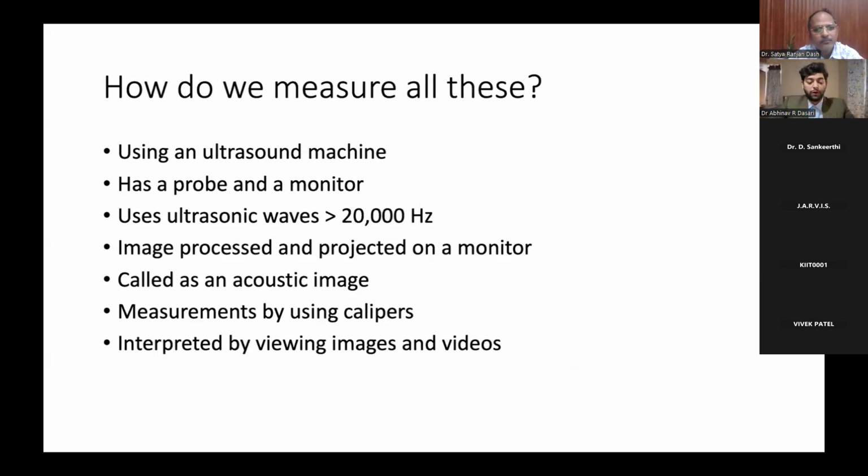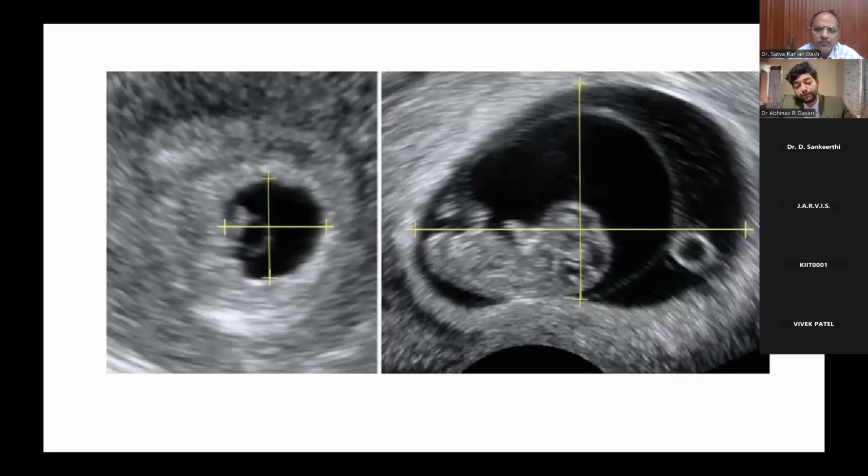So how do we measure all these with our ultrasound machine? We have an ultrasound machine, which has something called a probe and a monitor. Ultrasound works with ultrasonic waves, which are beyond our hearing spectrum. Humans cannot hear ultrasound; it is more than 20,000 hertz. It works like sonar in the Navy. It emits waves and receives waves. It processes those and gives an image like this.